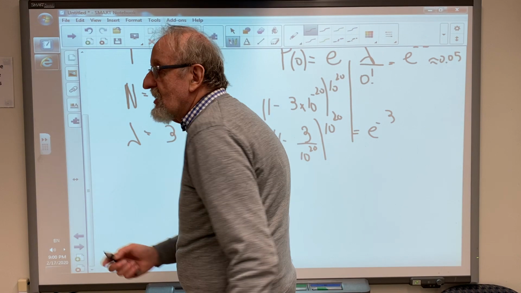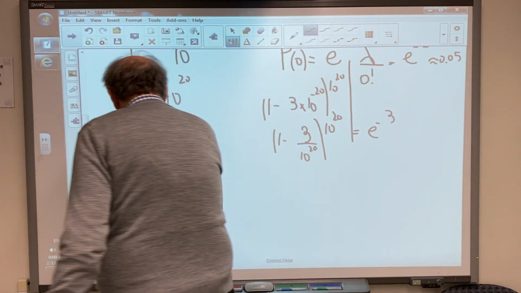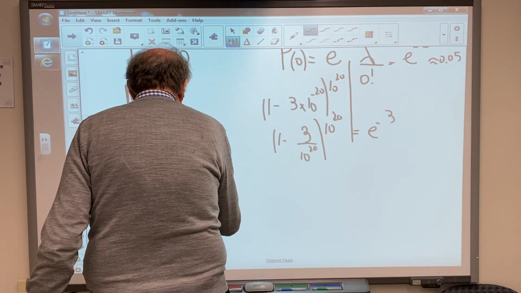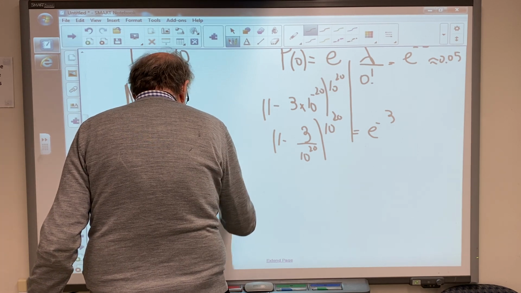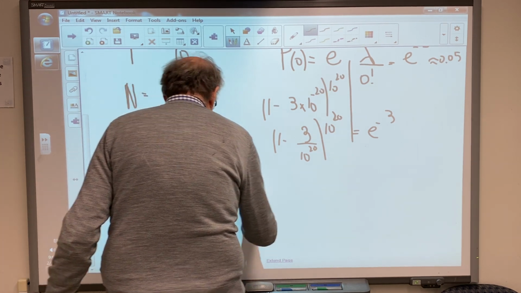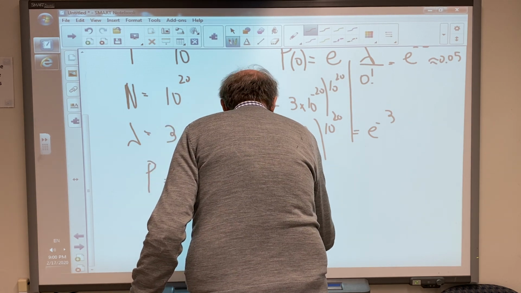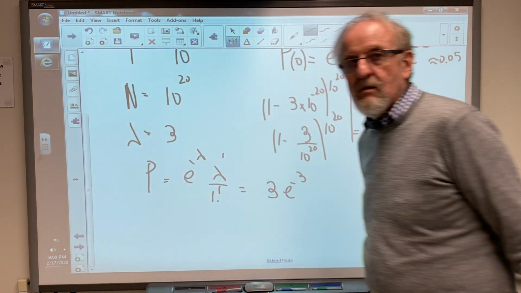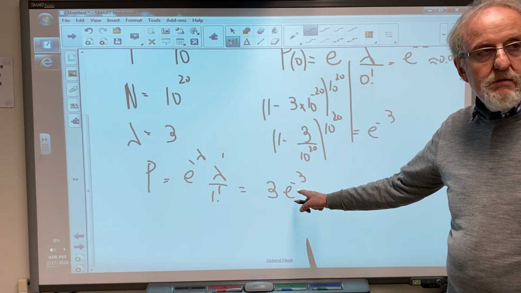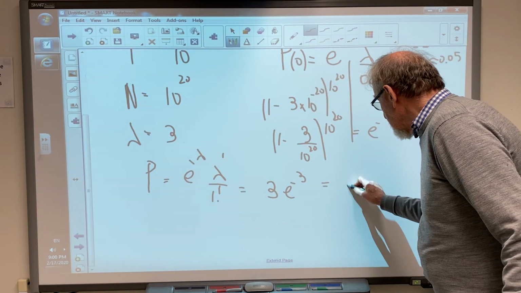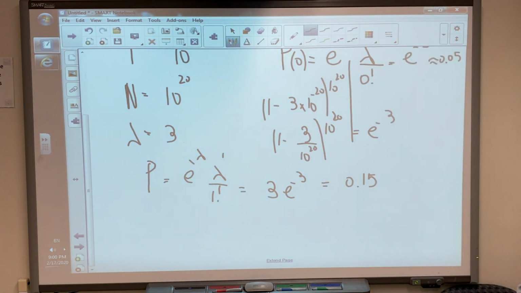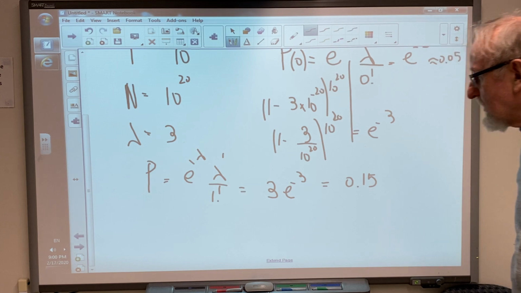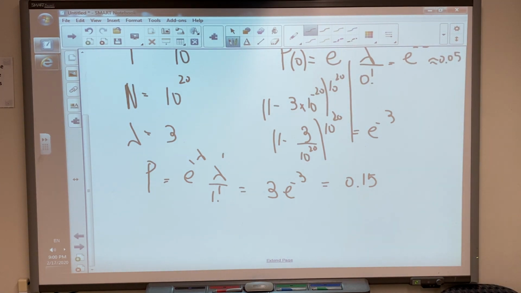What is the probability of getting one decay? Poisson tells me that this is e to the minus lambda, lambda to the 1 over 1 factorial, or in other words, 3 e to the minus 3. Okay? Are we right? Yeah, so this is 0.15. Okay, so there are 15% chances that I will get just one decay. But let's try to calculate it exactly to see if this is a good approximation. What would it be, the probability that only one decays?